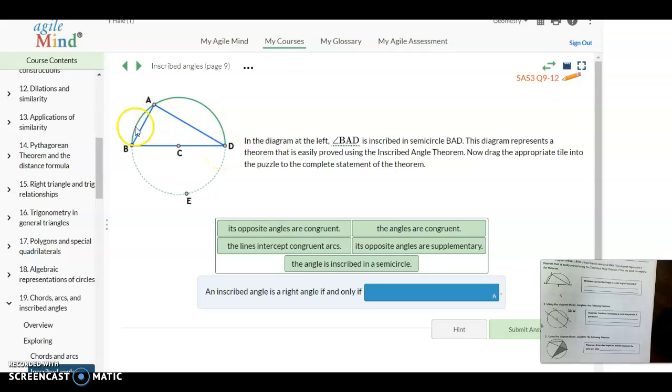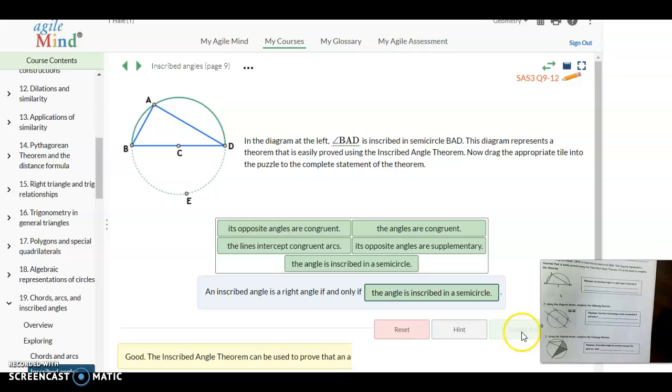So we know this angle BAD is half of that 180 degrees, which is 90 degrees. So you can complete the statement. An inscribed angle is a right angle if and only if it is inscribed in a semicircle. Okay? So it would have to be half of 180 for it to be a 90-degree angle. And a 180-degree arc is a semicircle. So that's what you should have gotten on the first one. Yay, we got it right.